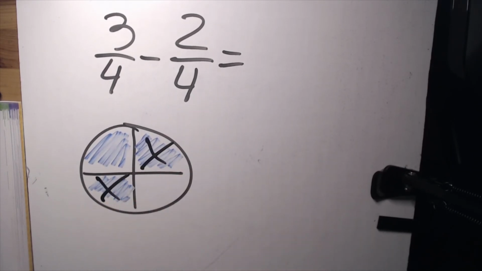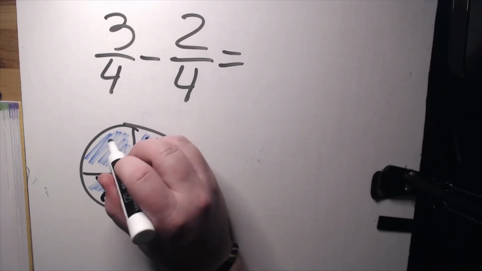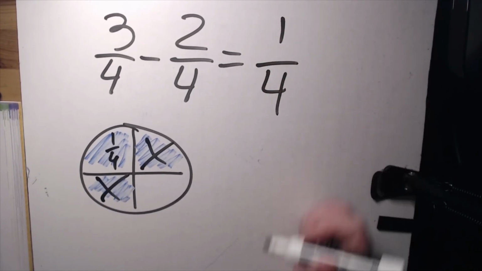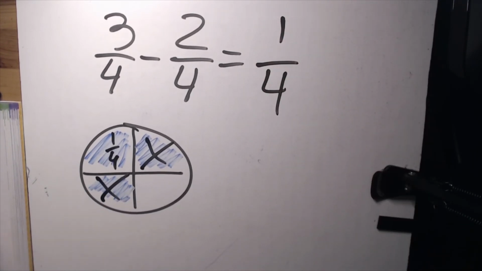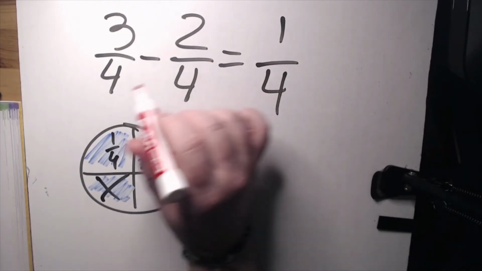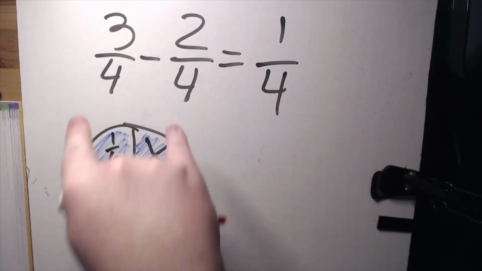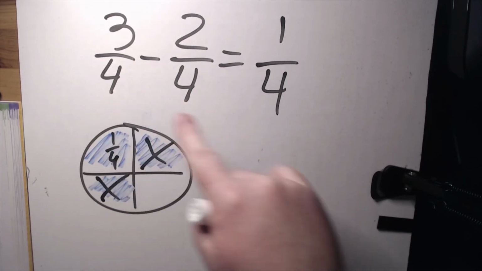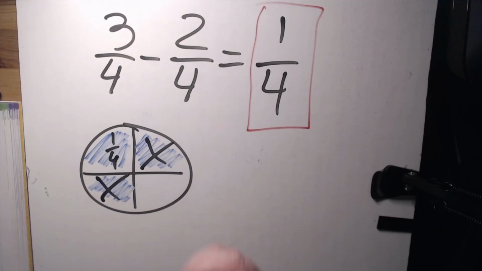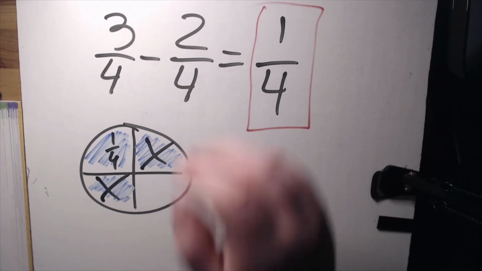So we don't have those anymore. How many 4ths do we have left that are shaded? Well, I only see 1/4 left. So our answer must be 1/4. Let's double check. 3 minus 2 is 1. 4 minus 4? We don't do that. Remember, denominators don't change. We stay at 1/4. Answer is 1/4. Oh my gosh, we just did another one. Today is going to be a crazy fast math lesson.